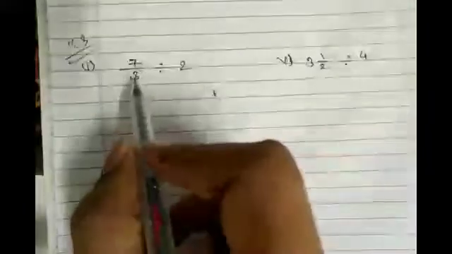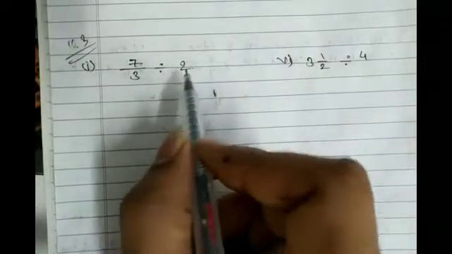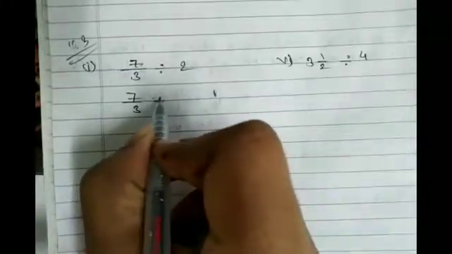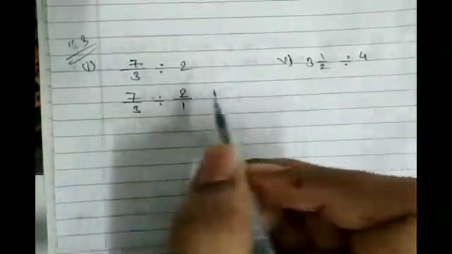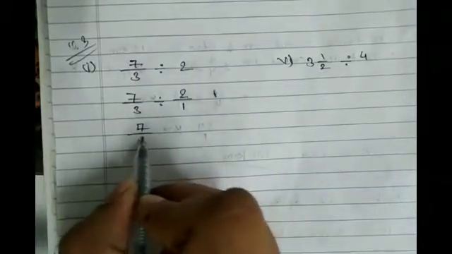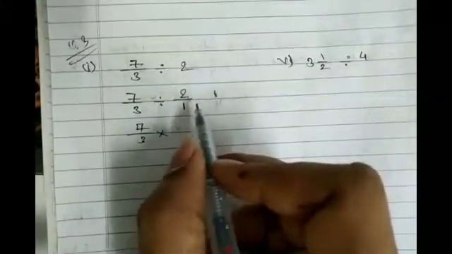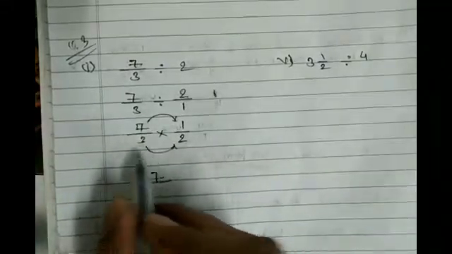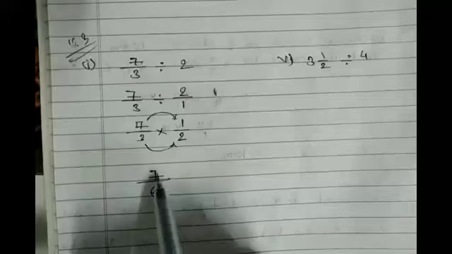Now let's start our question number 3rd. The first question of question number 3rd is 7 upon 3 divided by 2. So we write here 7 upon 3 as it is, sign of division, and we put 2 upon 1. Now for division we have to write the sign of multiply and the reciprocal of the second fraction becomes 1 upon 2. Numerator multiply with the numerator, denominator multiply with the denominator. 7 ones are 7, 3 twos are 6. So our answer is 7 upon 6.